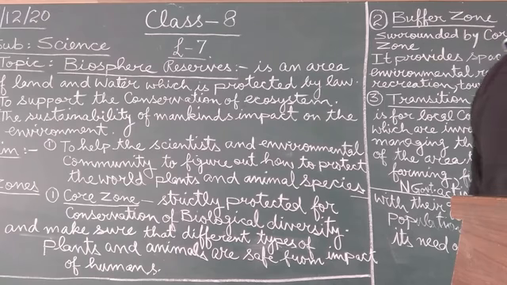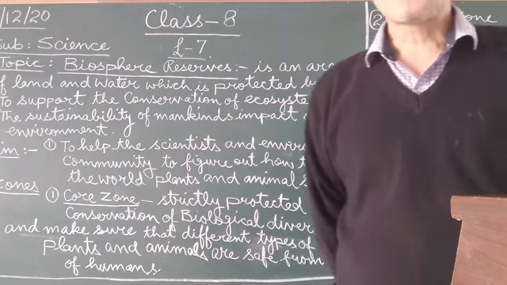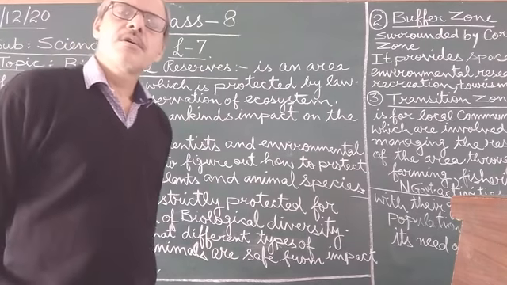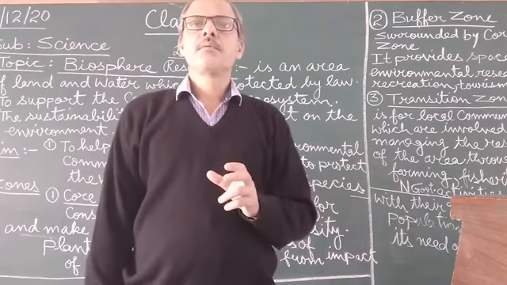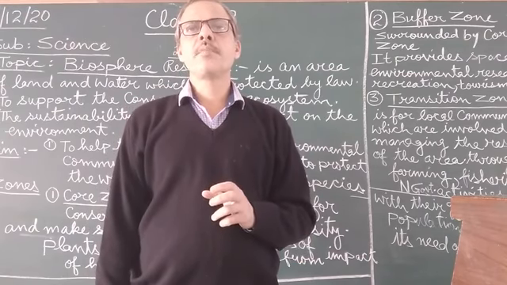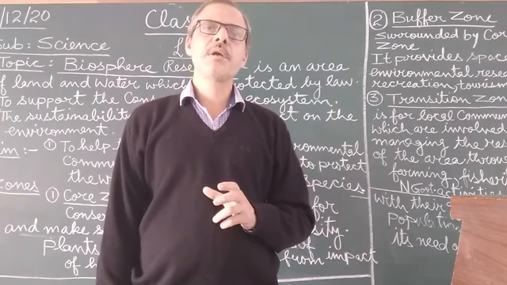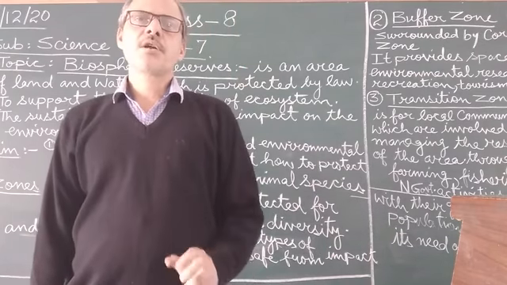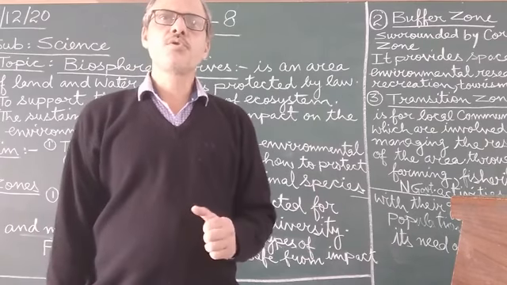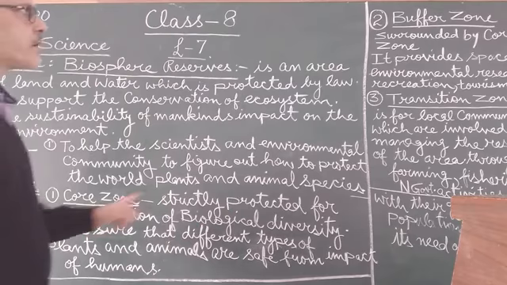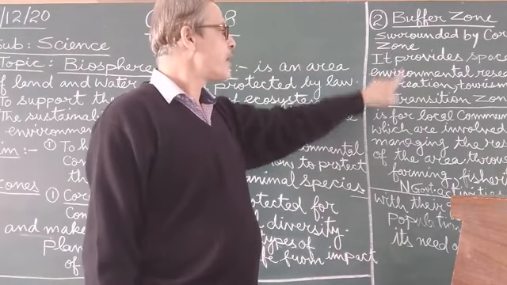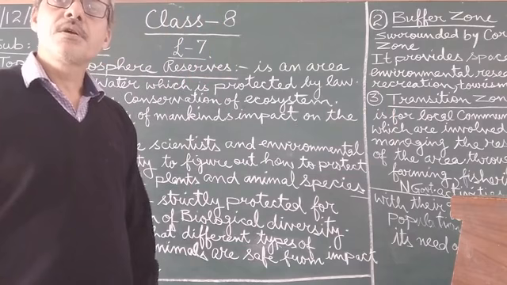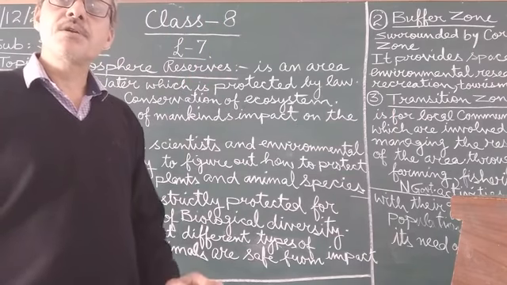Then next to this, another important point which you should remember about the Biosphere Reserve is that it is divided into three main parts or three main zones. So what are those three main zones in which the Biosphere Reserves are divided or categorized? First is the core zone, second is the buffer zone and third is the transition zone. So these are the three main parts or zones in which the Biosphere Reserve is divided.